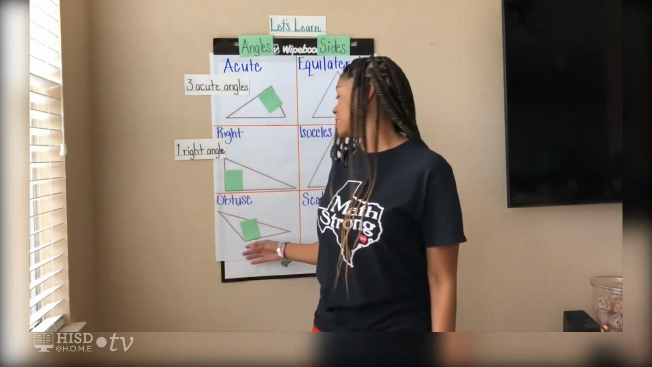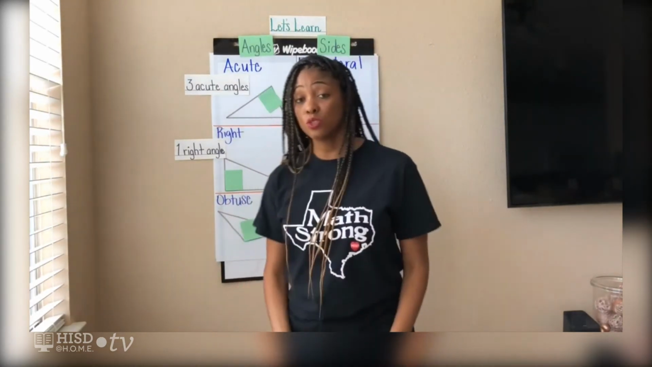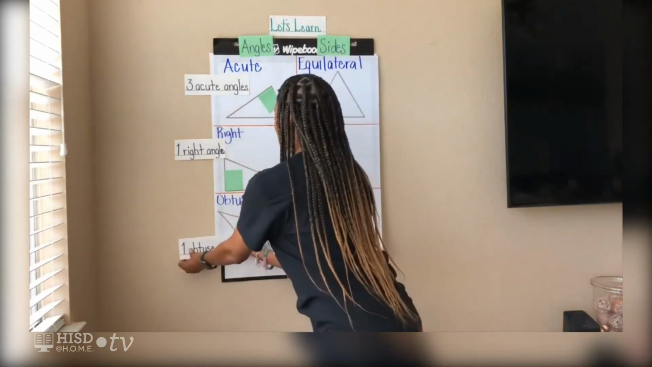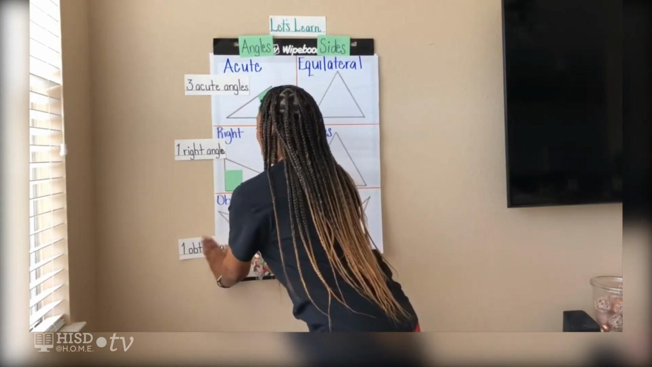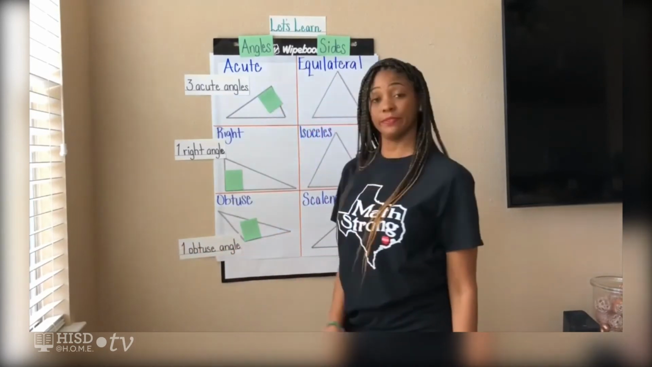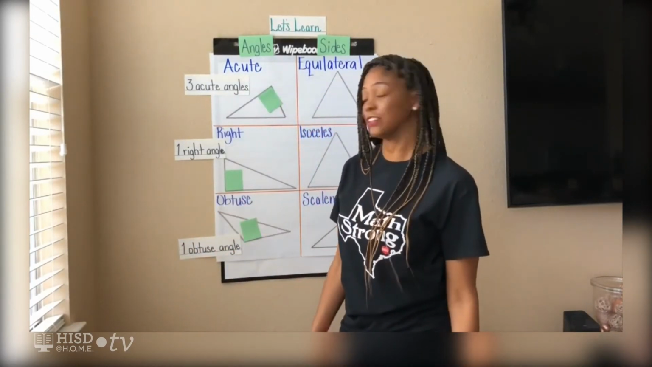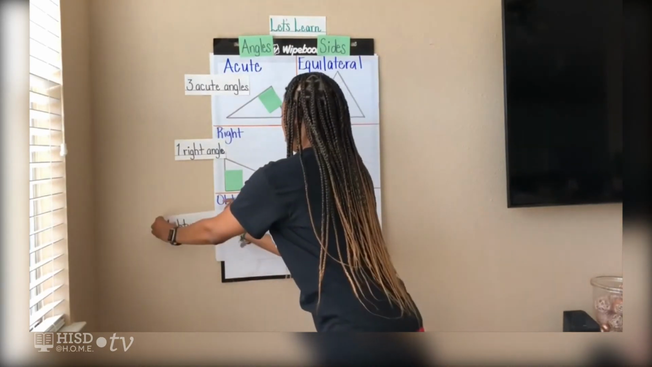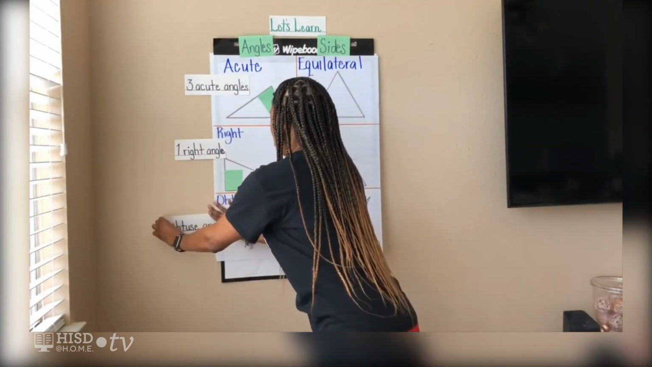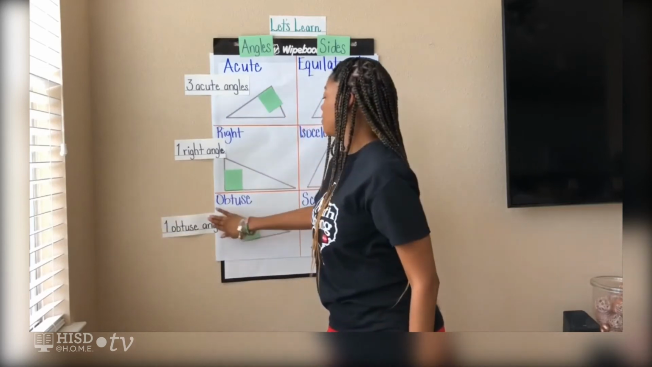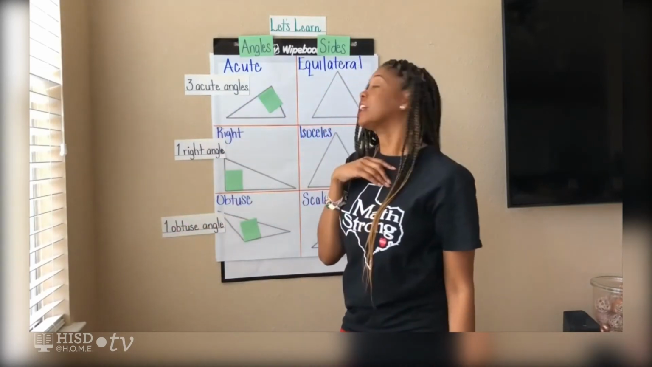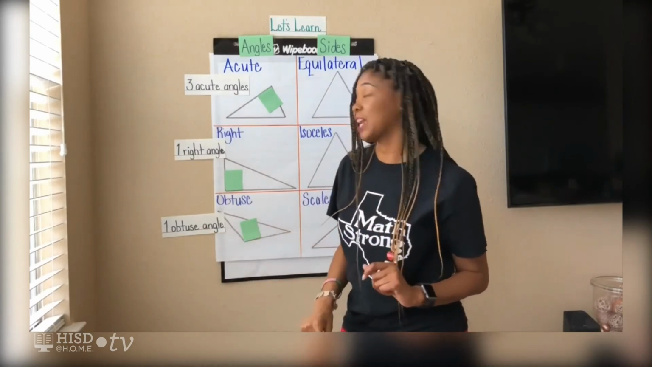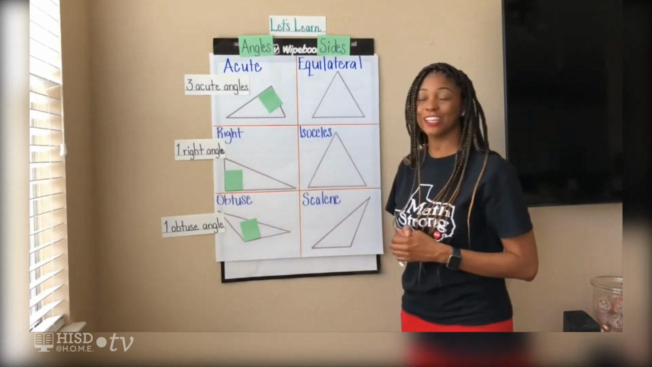So this tells us that with an obtuse triangle, all we need is one obtuse angle. If it has one obtuse angle, guess what? It's an obtuse triangle. And so that's where we have this. So now we have 3 acute angles, 1 right angle, or 1 obtuse angle to classify these 3 triangles.